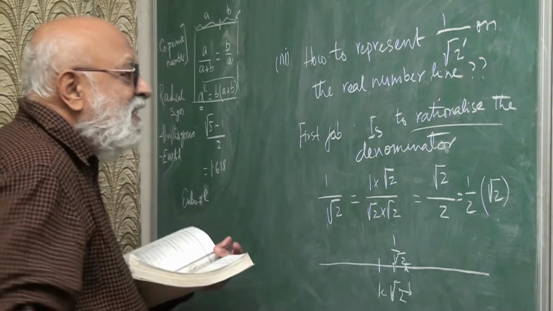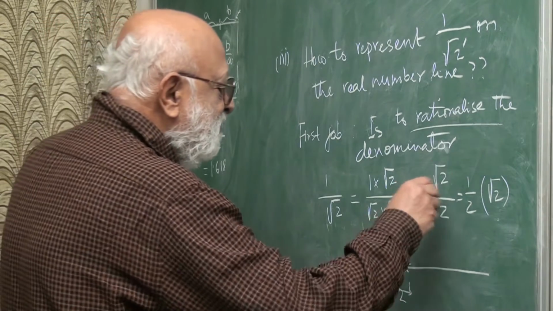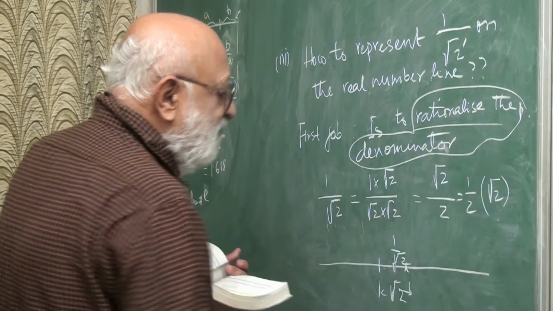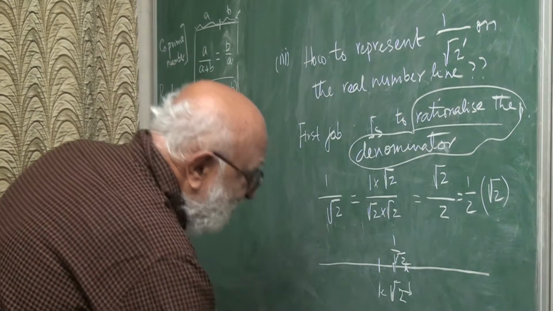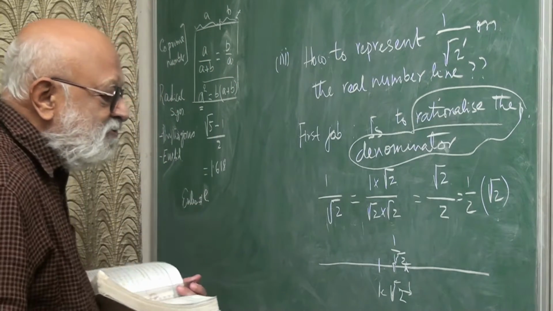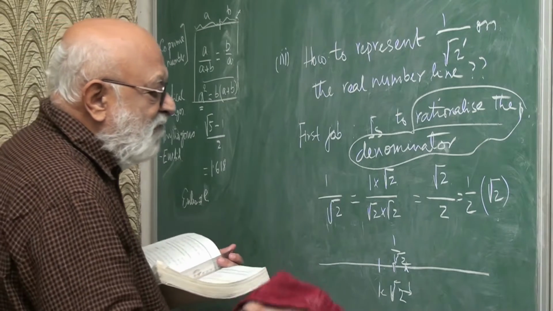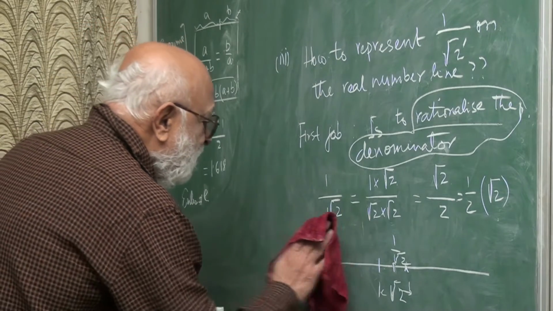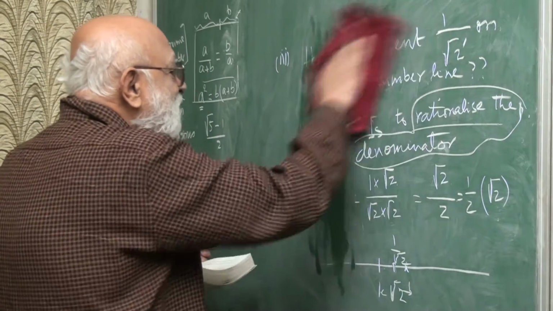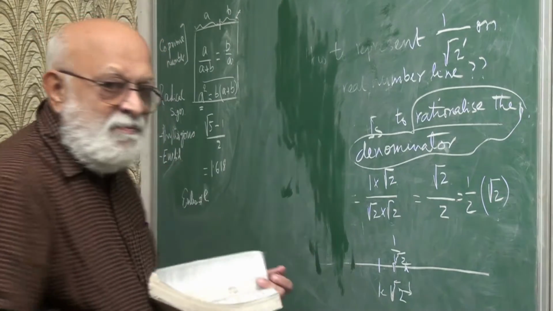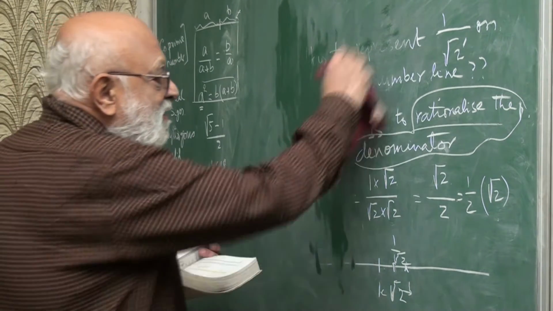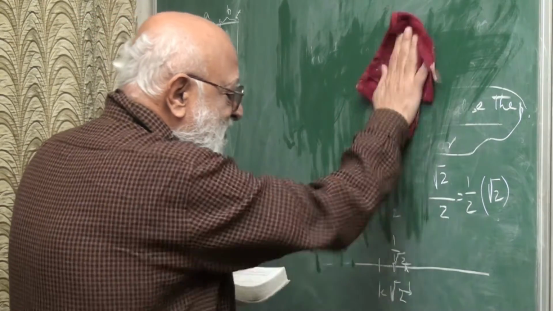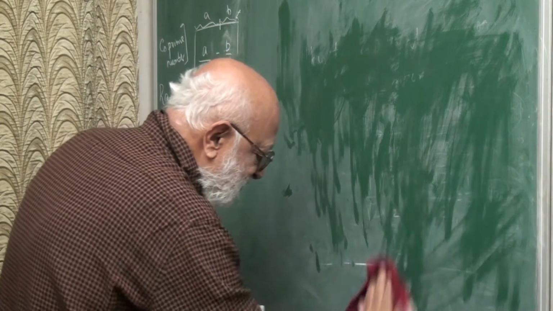Rationalizing the denominator is a very, very important part of dealing with roots of this kind, with radical signs. I hope you remember what the radical sign means. If you don't remember, please refer to my previous video on this subject, just before this video.